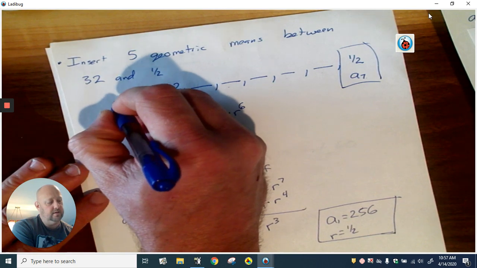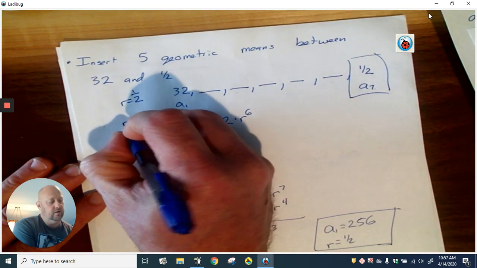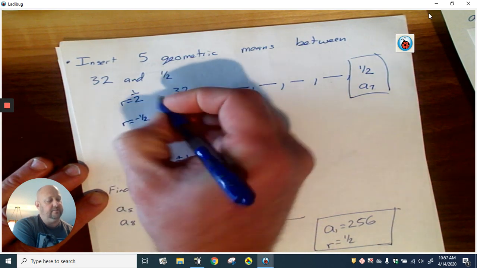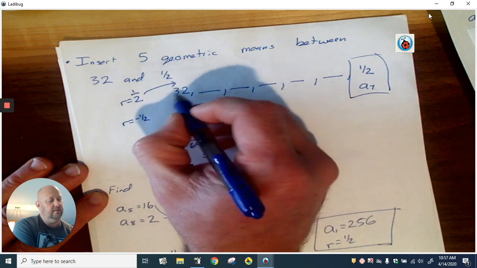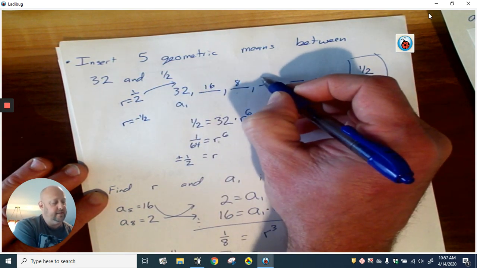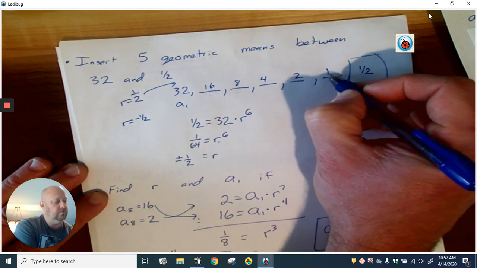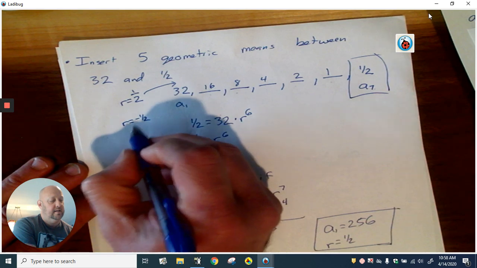One with r equal to 1/2, I'm sorry, and one where r is equal to negative 1/2. Now, if r is equal to 1/2, the pattern goes 32, 16, 8, 4, 2, 1, 1/2. And that's one way to get from 32 to 1/2.